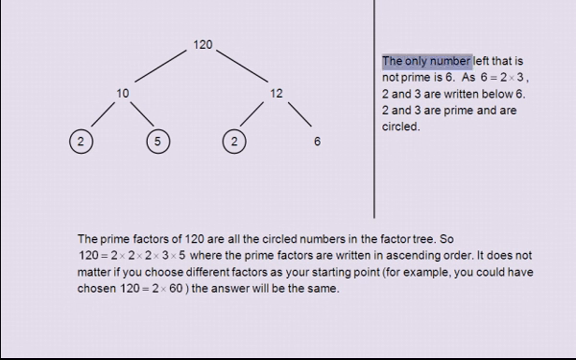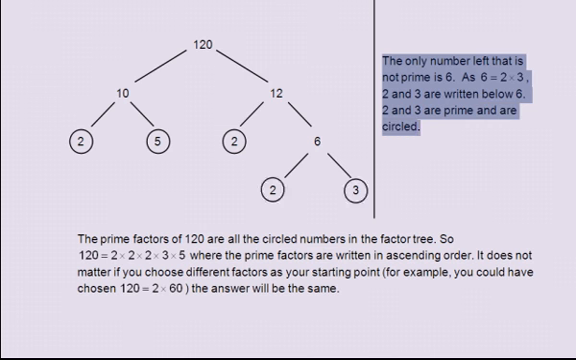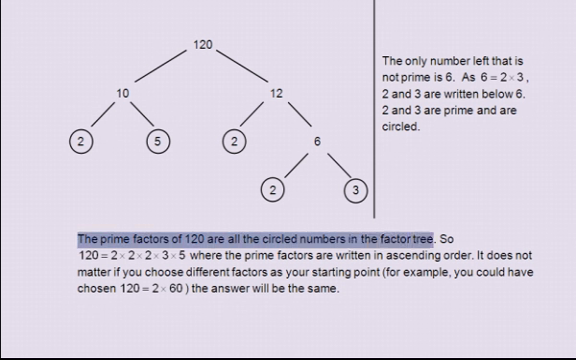The only number left that is not prime is 6. As 6 equals 2 multiplied by 3, 2 and 3 are written below 6. 2 and 3 are prime and are circled. The prime factors of 120 are all the circled numbers in the factor tree. So 120 equals 2 multiplied by 2 multiplied by 2 multiplied by 3 multiplied by 5, where the prime factors are written in ascending order.